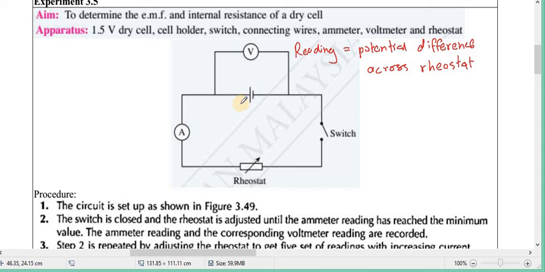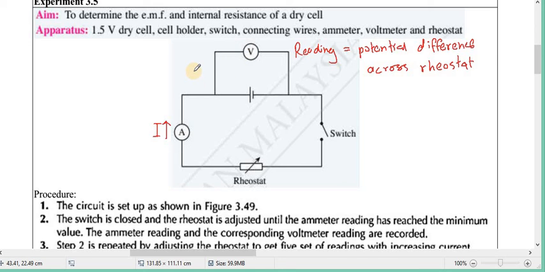Meaning, every 1 coulomb of charge passing through the rheostat does how much work? If every 1 coulomb of charge passing through the rheostat does 1 joule of work, then the reading will show 1 volt. If every 1 coulomb does 2 joules of work, then the reading will show 2 volts. Okay? Now, looking at this experiment, what we do is slowly increase the current, and then take the reading of the voltmeter.